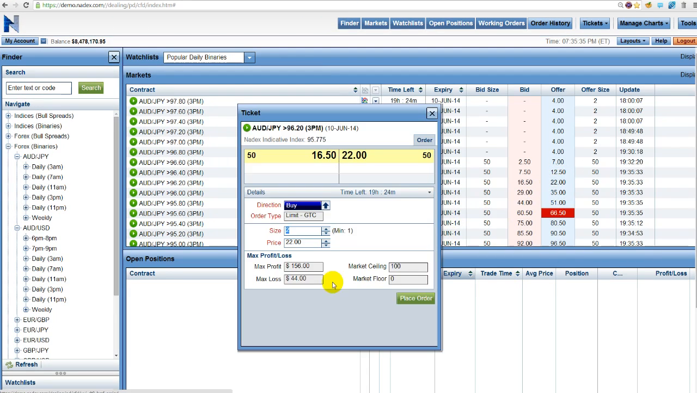But who can tell me what my payout is if I buy this $22 contract right here, expires in the money? What is my percent payout on that contract?